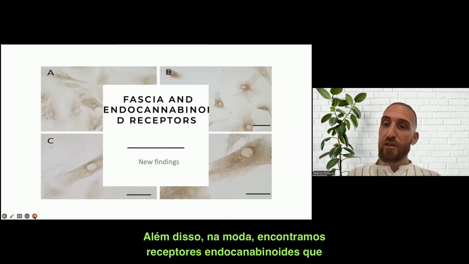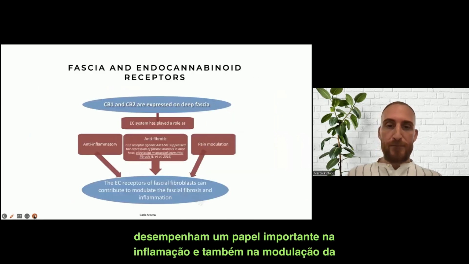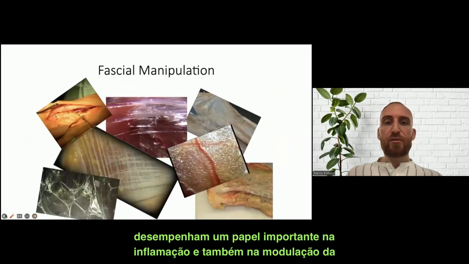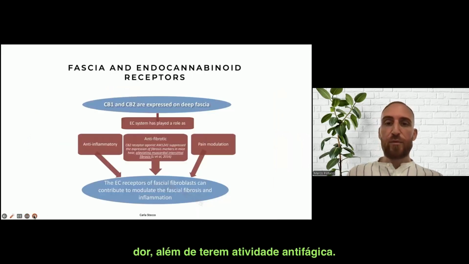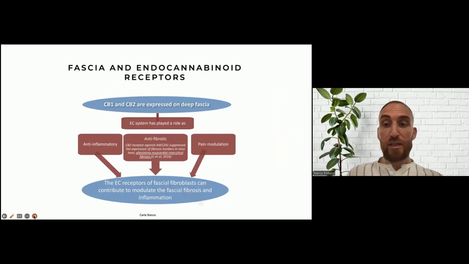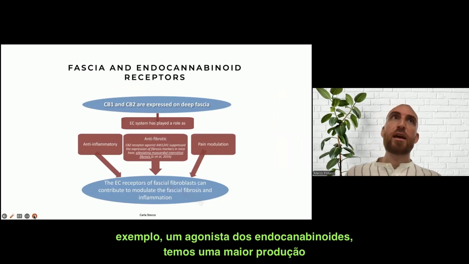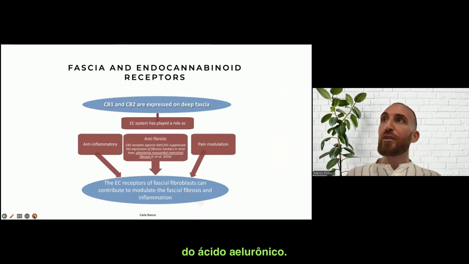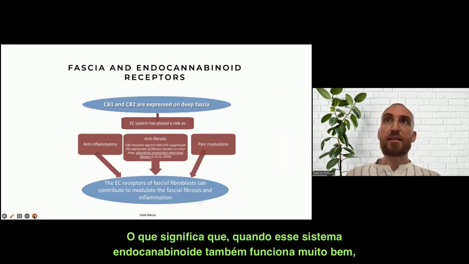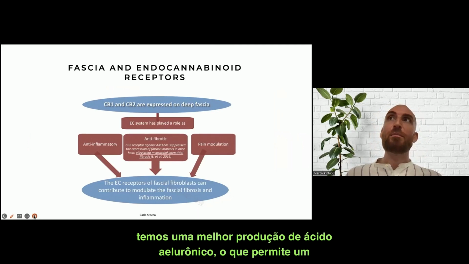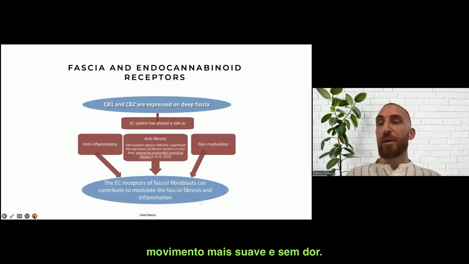Also in the fascia, we found endocannabinoid receptors that play a very important role for inflammation and also for pain modulation, and they also have anti-fibrotic activity. We published also a study a few years ago showing that when we inject, for example, an agonist of the endocannabinoids, we have more production of hyaluronic acid. What does it mean? That when this endocannabinoid system works very well, we have a better production of hyaluronic acid, allowing also a smoother movement and a pain-free movement.